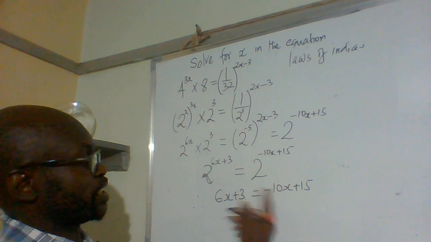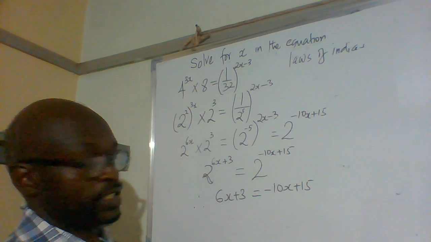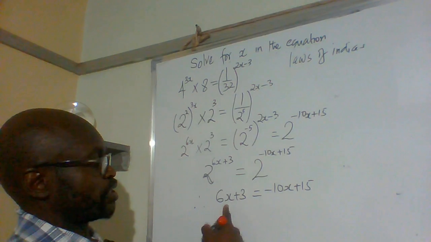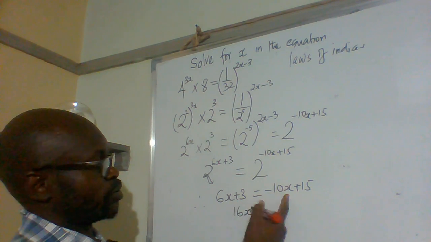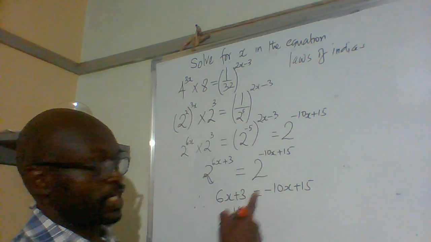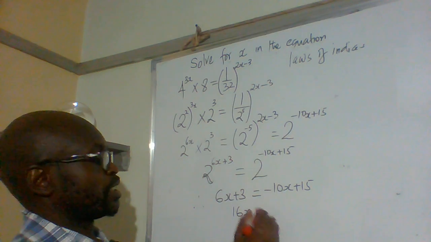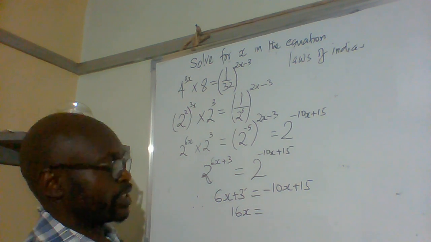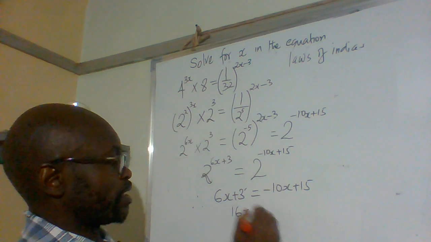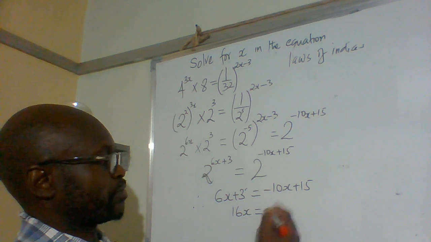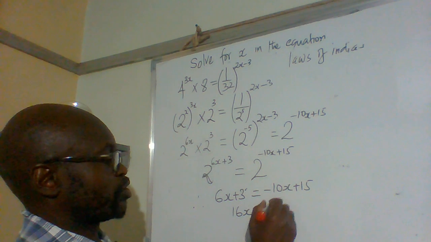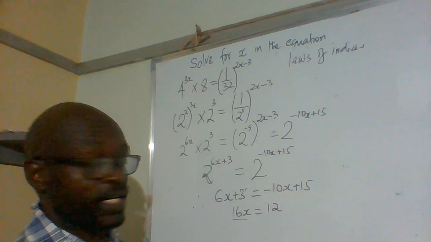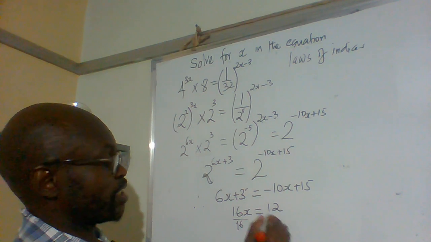In this case, I would bring negative 10x to this other side, so we'll have 16x. When it comes to this other side, it will be positive, so 10x plus 6x will be 16x. And then we take this 3 to the other end, and that will be 15 minus 3, which is 12. And therefore, for our x, we divide both sides by 16.